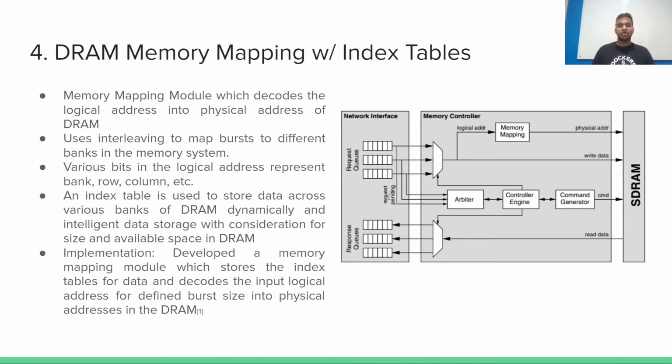Further, we use an index table to store data across various banks in the DRAM to boost parallelism. And data is stored dynamically by intelligently detecting available space in the DRAM and finding the smallest space where data can be filled continuously. We implement the memory mapping in our memory controller by using a fixed burst size, which allows us to decode the logical address into the physical address of the data through the index table. With this, we have coded all major functionality needed in the design of a modern memory controller.